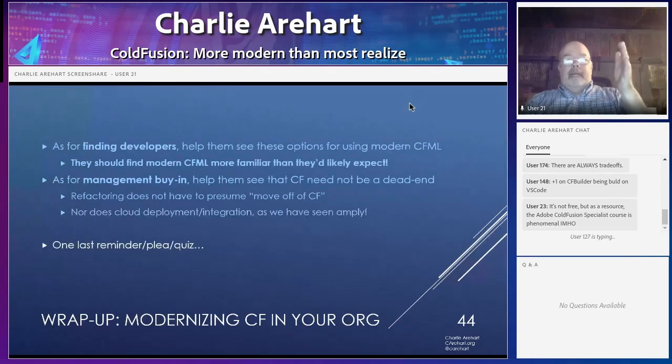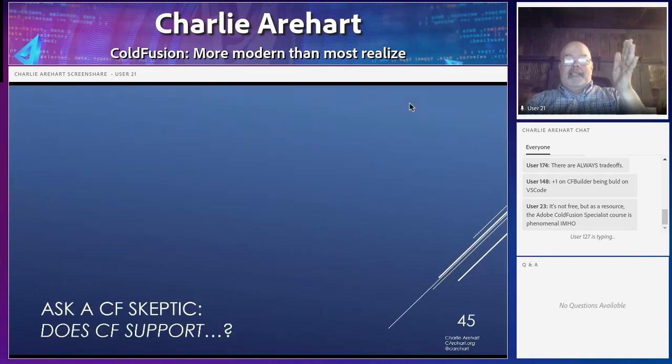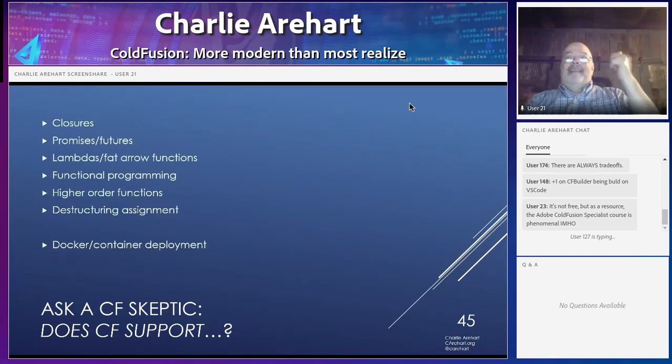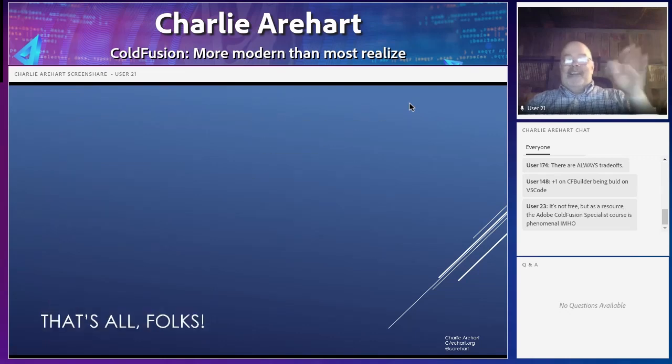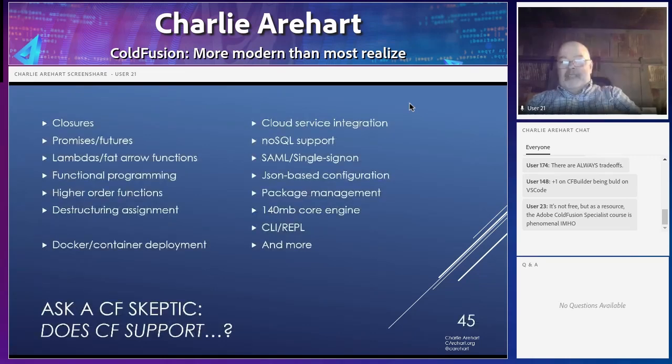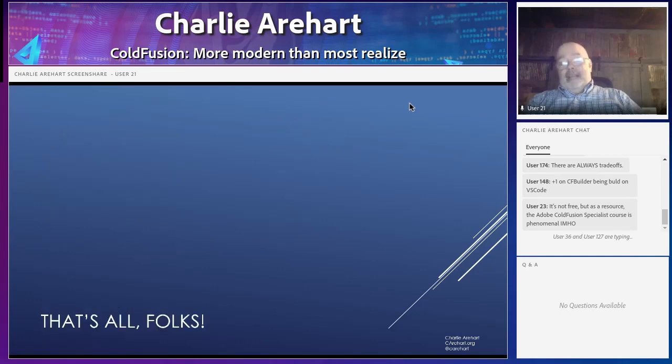And then a last reminder and a plea, and we'll talk about it as a quiz. If you ask a CF skeptic, does CF support these things? Does it support closures, promises, futures, lambdas, fat arrow functions, functional programming, higher-order functions, on and on and on. So I'll just leave that there to say that's a quick summary of, let's say, 10 or 12 key things that were new. The average CF person, and certainly outsiders, will not know that. So with that, we're done.